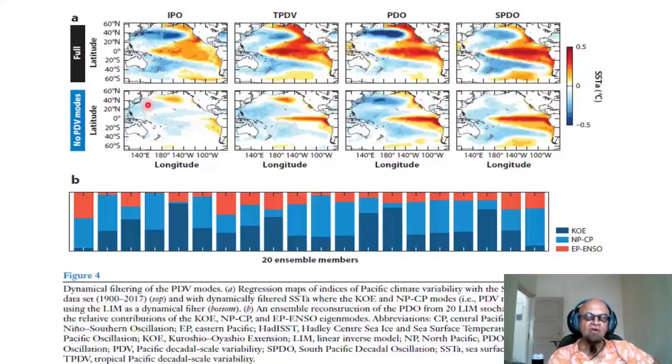So again, non-orthogonality. If you remove the IPO and PDO, let's see, in this one you have removed the KOE and NPCP modes, and what remains, so that's the no PDV modes. And you can see again IPO looks like this, and TPDV looks like this, PDO looks like this, and SPDO looks like this, and now they are looking much more similar except in this region.